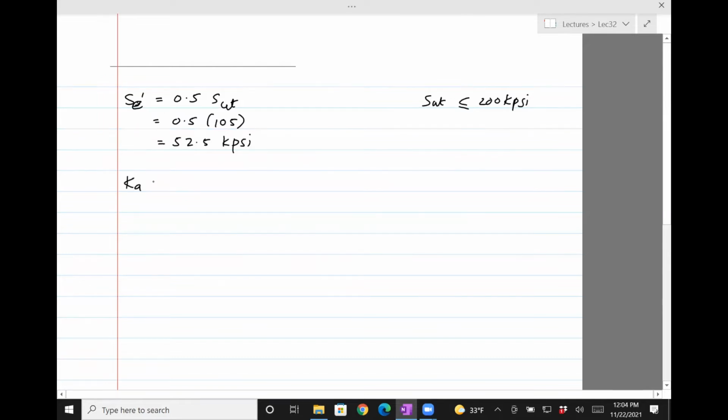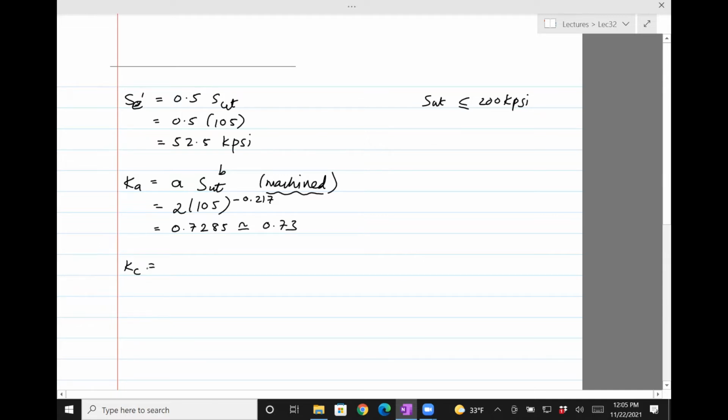Let's compute Ka. So Ka is given by the formula a times SUT raised to b, where a and b are from a table in the book, and I won't hunt that down, but you can go back to the previous chapter and see it. So this is machined, as it is said in the question. So we need to find the a and b for machined surfaces, and that gives me a equals 2 and b equals minus 0.217. So 2 times 105 raised to minus 0.217. Plugging in the numbers, we get 0.7285. Can be rounded to 0.73.